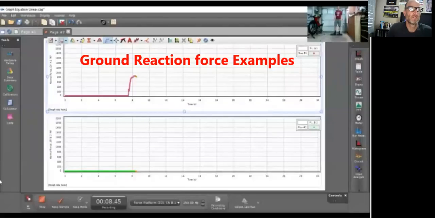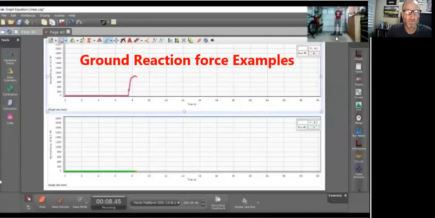In this video, I'm going to go through some ground reaction force examples. I'm using a portable force platform. I'm actually using two force platforms, one under the right foot and one under the left foot. Normally when I do my kinetic analysis drawings and notes, I use just one ground reaction force, but I thought I would go ahead and use two for this example.